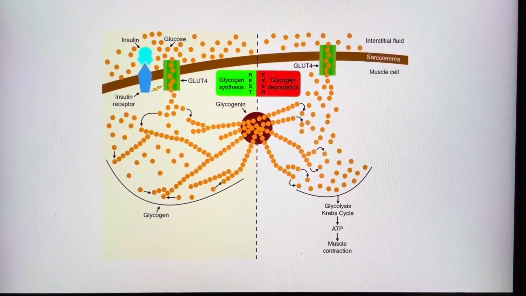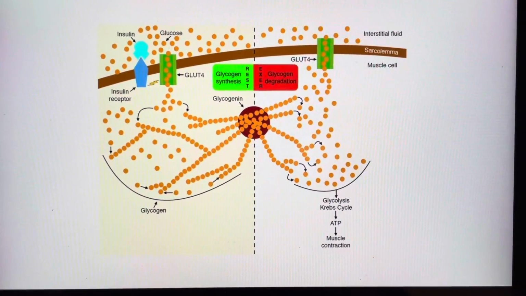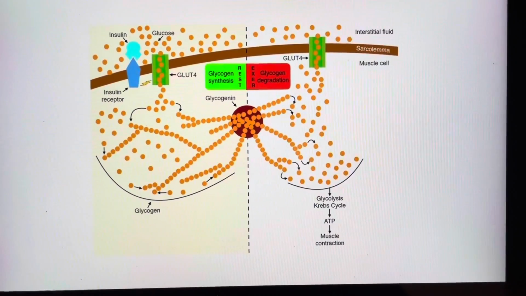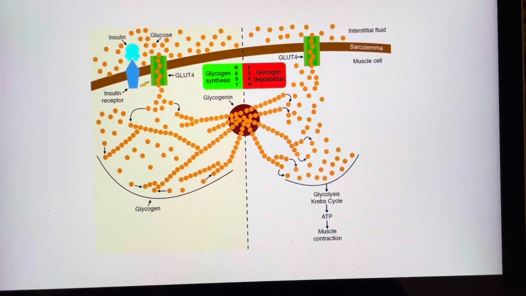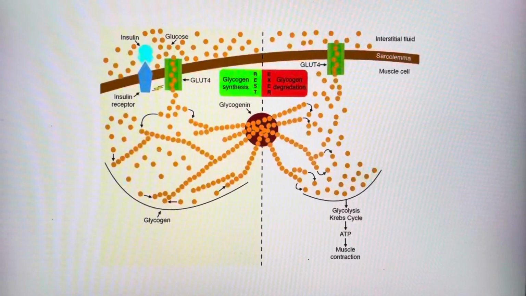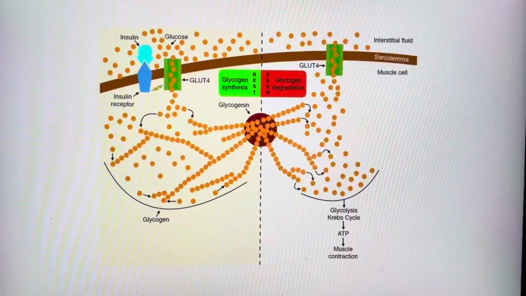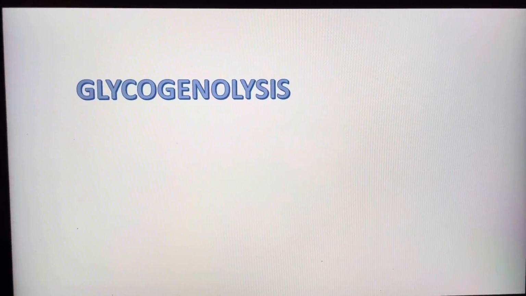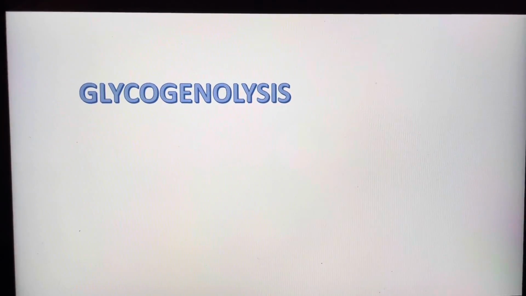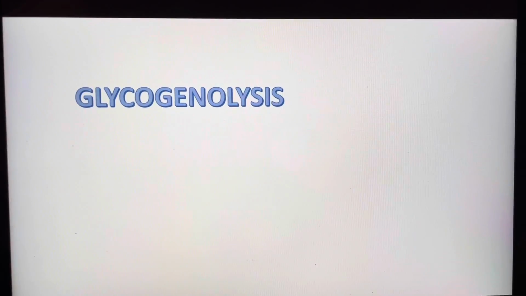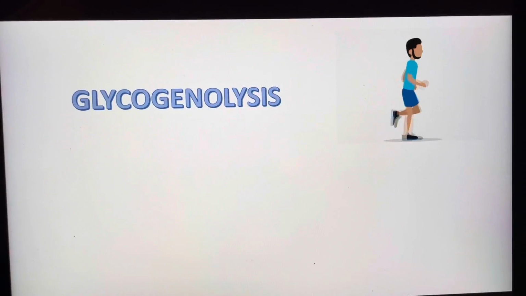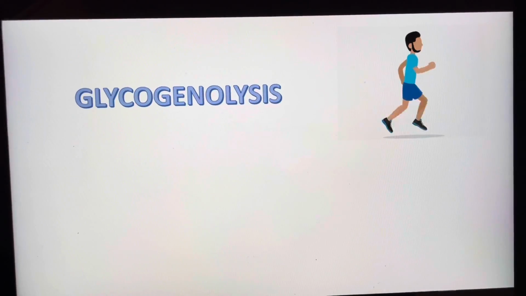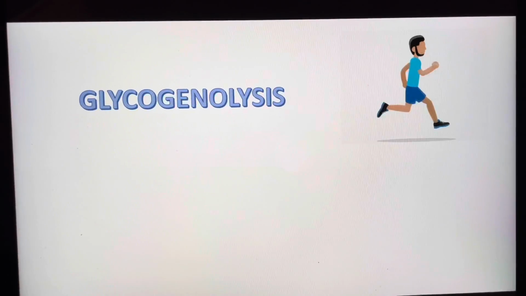Glycogen degradation increases in response to changes in metabolite concentrations. Glucose from the blood and glycogen are oxidized to produce ATP molecules required for muscle contraction. Glycogenolysis is the process of glycogen breakdown to provide energy and happens during more vigorous exercise. It is initiated by second messengers that activate protein kinases in the muscle cell.